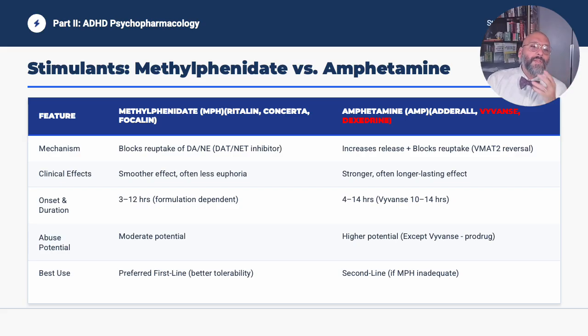So why do these drugs feel different? Methylphenidate works by blocking reuptake of dopamine and norepinephrine. Think of it as, let's keep more of what the brain has already released.